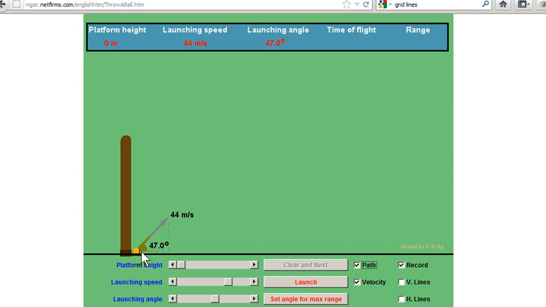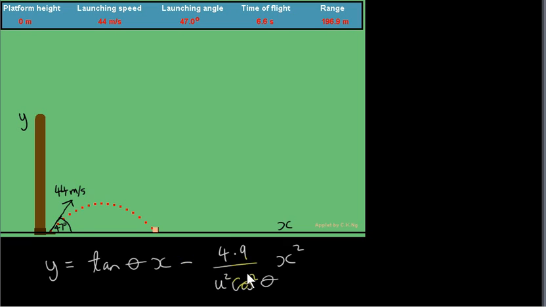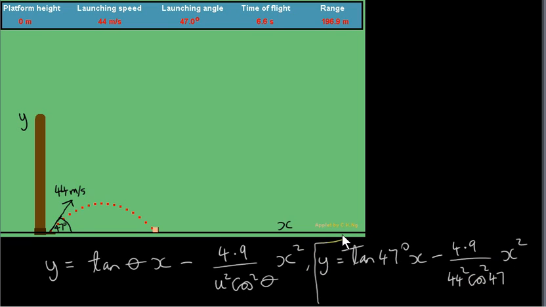Let's get the equation of the trajectory of a particle launched with a speed of 44 meters per second at an angle of 47 degrees to the horizontal. So here's the equation of a trajectory. In this example, theta is 47 degrees. So we get that y equals the tan of 47 degrees times x minus 4.9 over the initial speed u, which is 44, squared times the cos of 47 squared. So this is the equation of this particular trajectory.